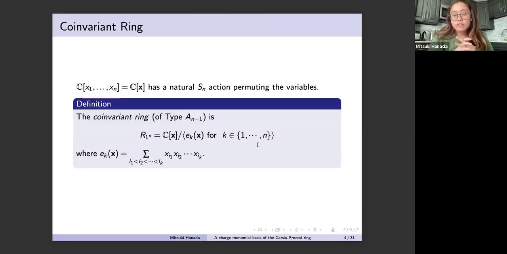So now before we talk about our Garsia-Procesi ring, we first need to talk about the coinvariant ring picture. If we have a polynomial ring in n variables, there's a very natural S_n action permuting those variables. We define the coinvariant ring to be this polynomial ring quotiented by all S_n invariant polynomials with no constant term. So we can think of the ideal generated by elementary symmetric polynomials.